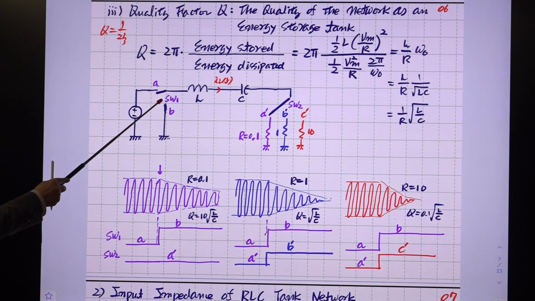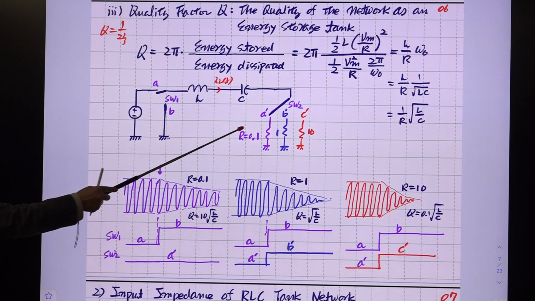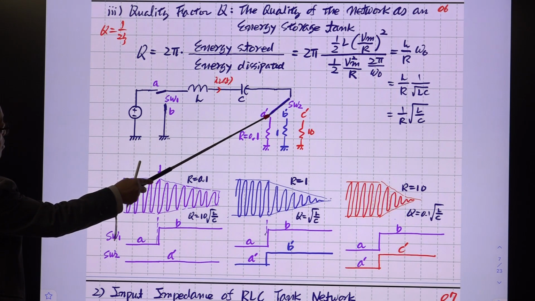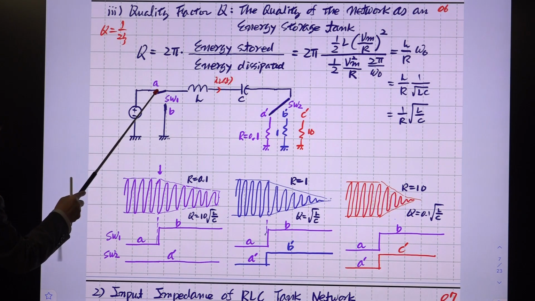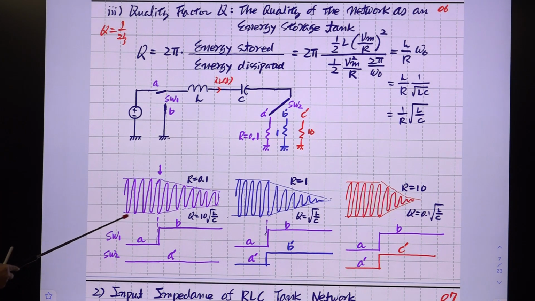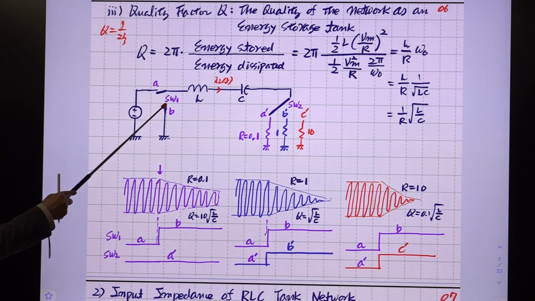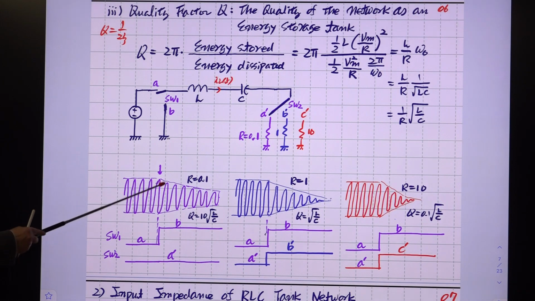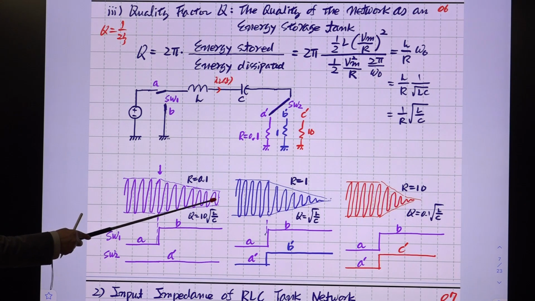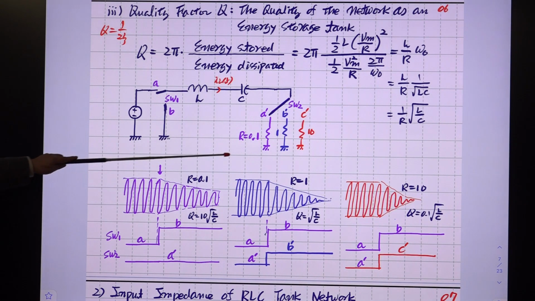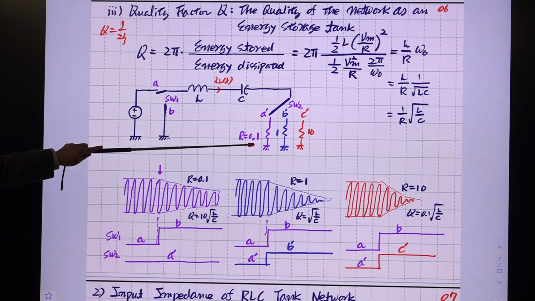Okay, so the switch is originally connected to A, and this switch is connected to A prime, right? Okay, A prime. So this circuit will generate this, and now this switch is altered to the position B, then there is no energy influx in the circuit, then energy will be dissipated, and the magnitude of oscillation will go down like this. This is the case for the R of 0.1, okay?